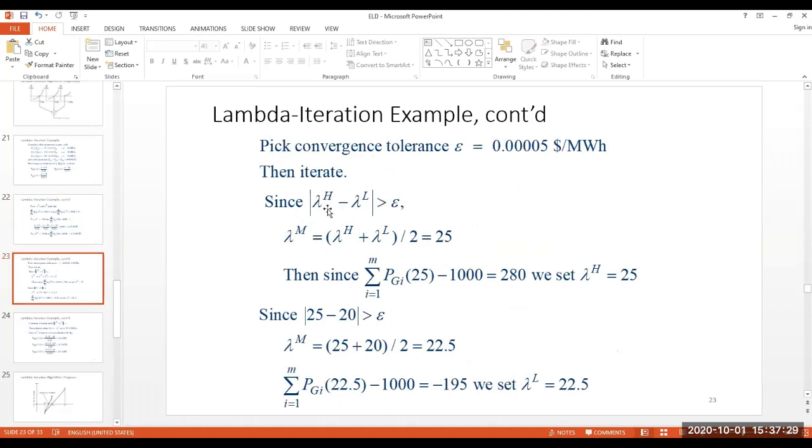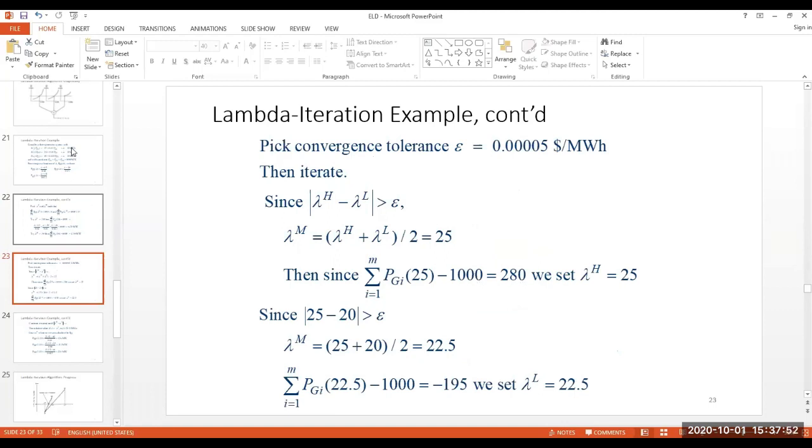Then you check the first condition, lambda H minus lambda L. Remember, lambda H is 30, lambda L is 20. So of course, this is greater than, this is a small value. So we calculate lambda M. It would be 30 plus 20 divided by 2, which is 25. Then we use this lambda M and calculate the error. This is my error. So error is what? Positive.